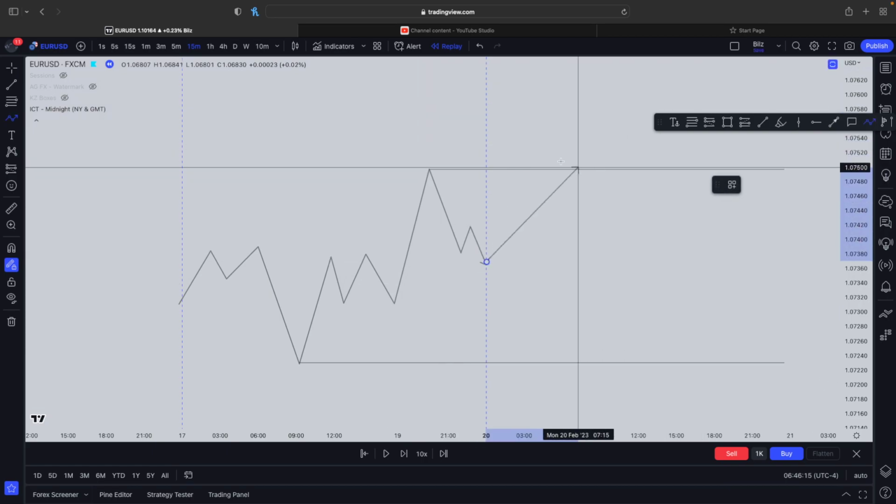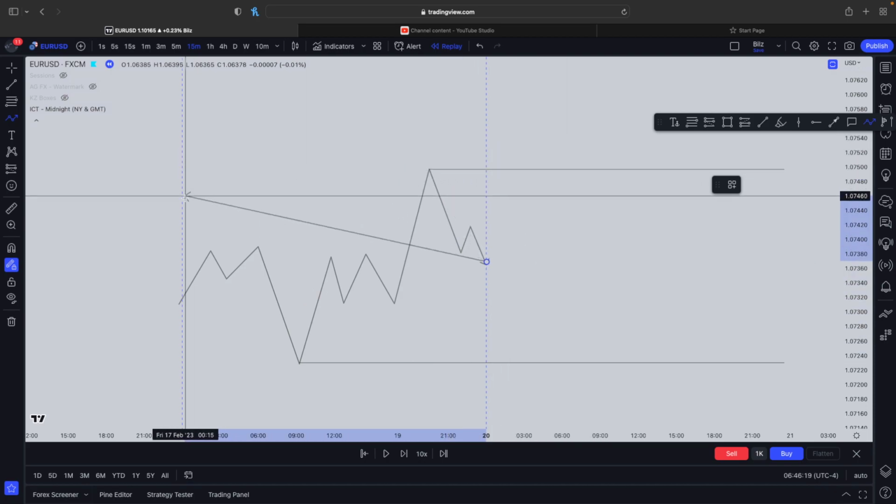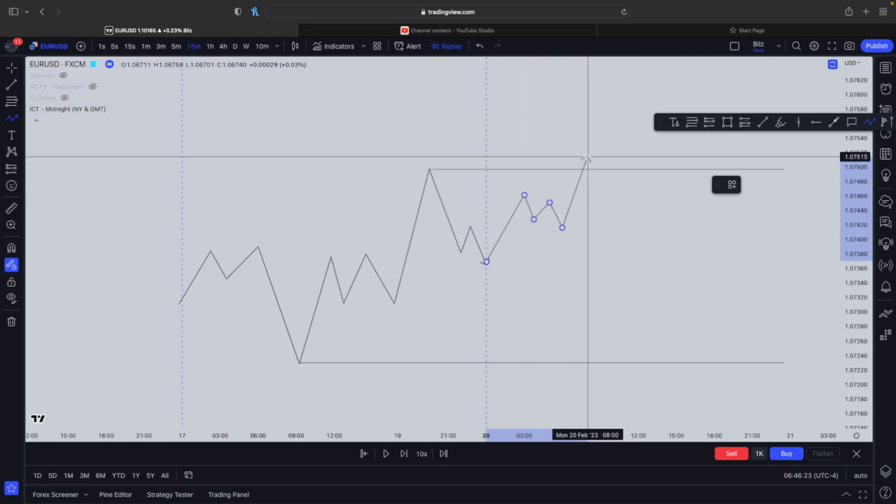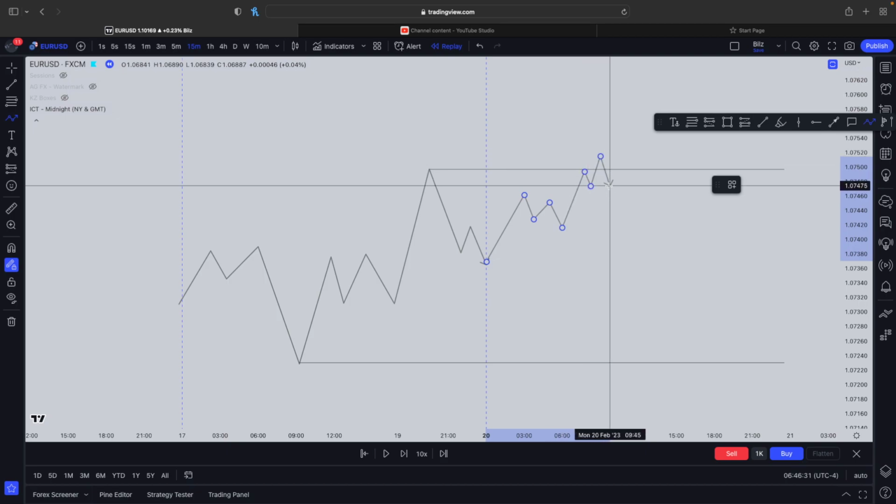Okay, not market structure shift, sorry, price to take out the high or low. So the previous day's daily high, wait for it to be taken out. So there you go, we get it taken out. And then what I would like to see after this is a market structure break, not a market structure shift, because a market structure shift can look like this. Okay, I would like to see a market structure break.